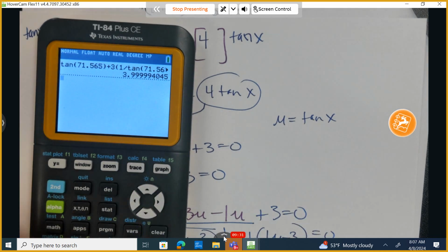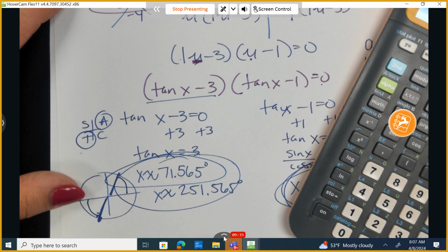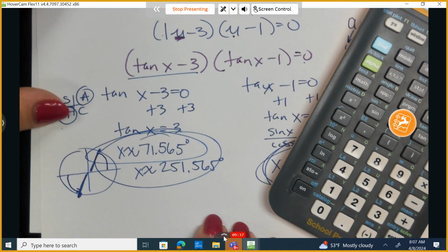Now, why is it not exact? Because I didn't have an exact answer. I had a rounded answer. 30 seconds, please, try 251.565.